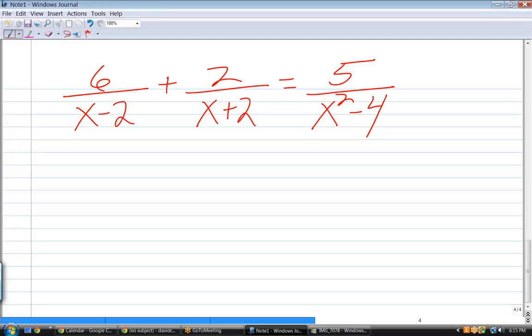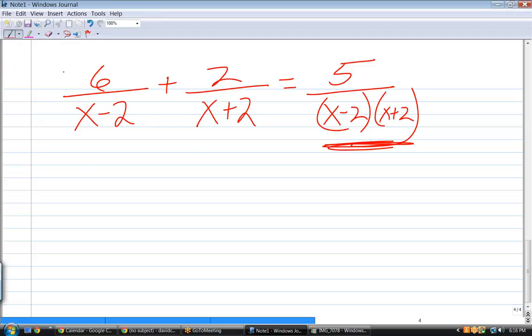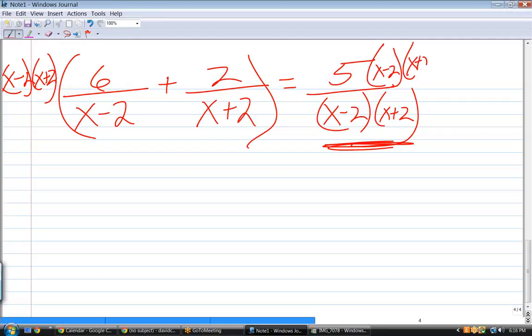Wouldn't you want to do x squared minus 4? In other words, x squared minus 4, first of all, factors into what? X minus 2 times x plus 2. Okay? So now we can see that if we multiply both sides of the equation by that, I'm going to lose this entire denominator. And I'm going to lose this denominator and this denominator. And I have to multiply every term by this. So x minus 2 times x plus 2 times the left side of the equation, right side of the equation, x minus 2 times x plus 2.